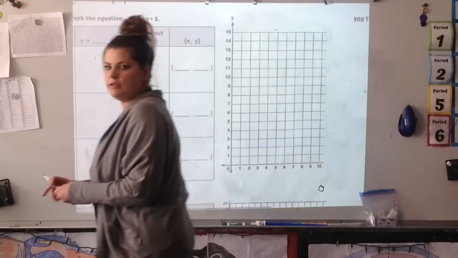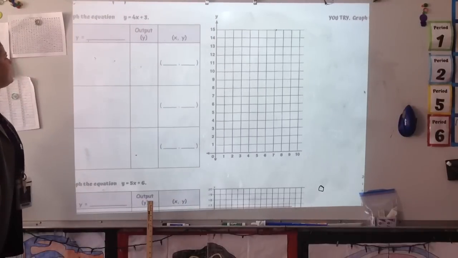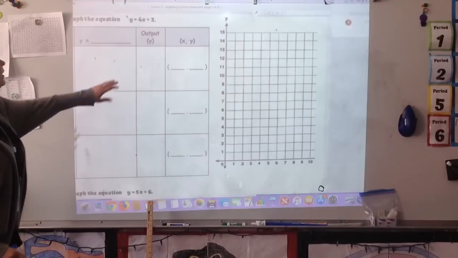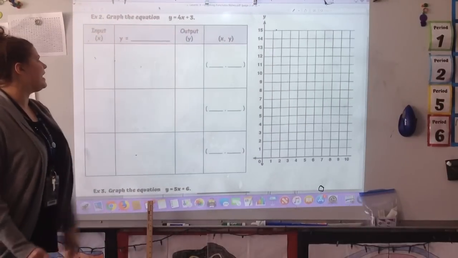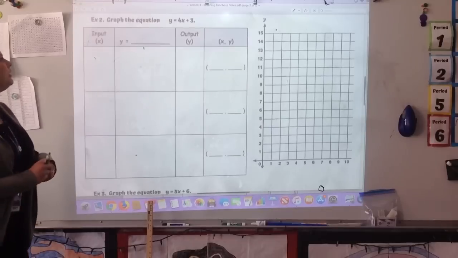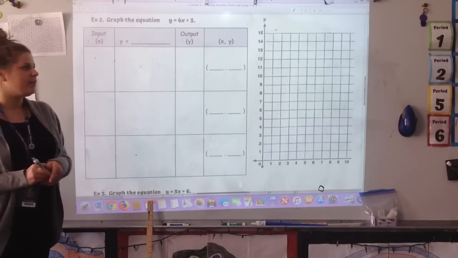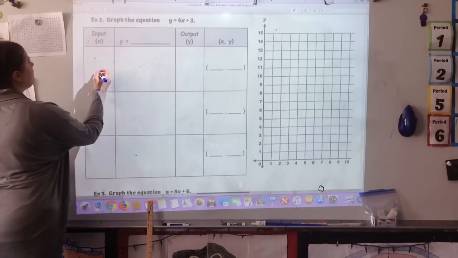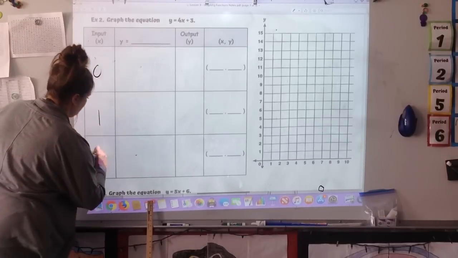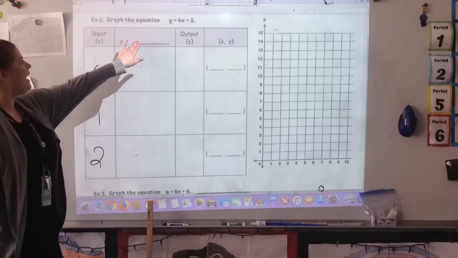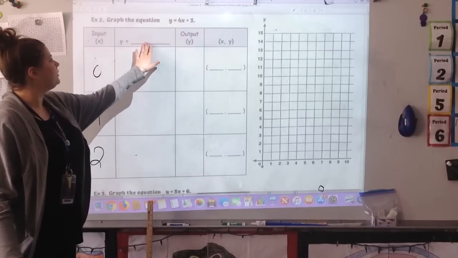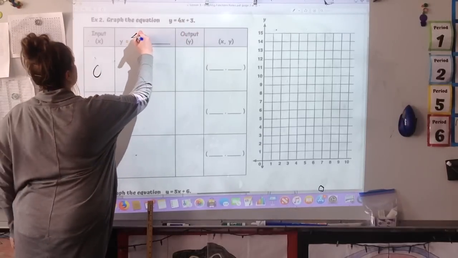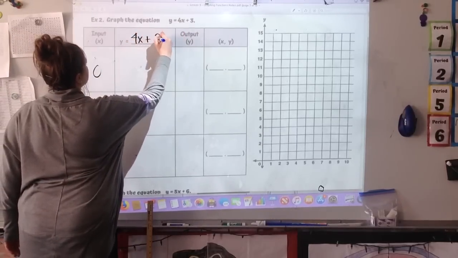Example 2, we have a two-step equation this time. So I'm going to be multiplying and adding. Again, you can pick any input values that you want, but it's best to just choose 0, 1, and 2. That will be the easiest. So 0, 1, and 2. I'm going to fill out my rule over here, y equals 4x plus 3.